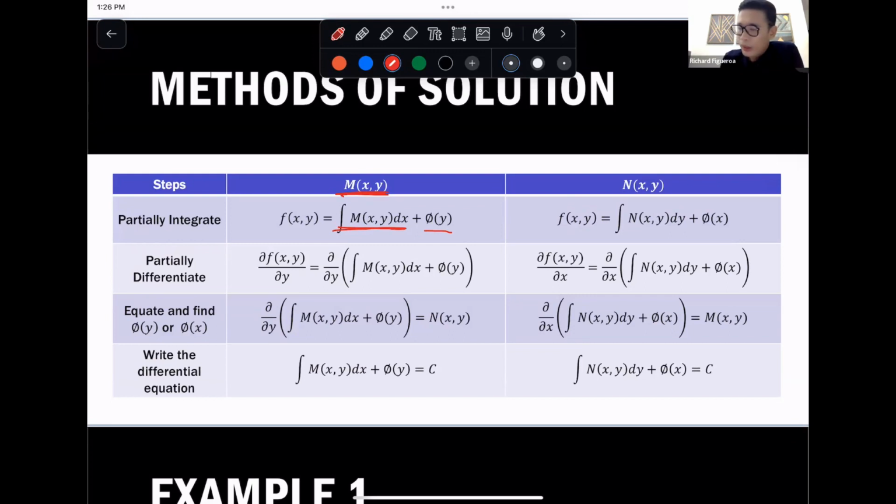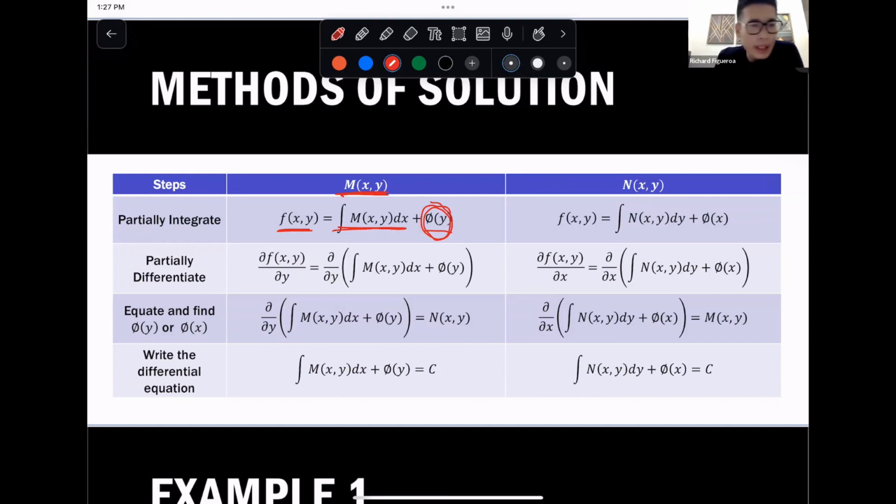Remember this f of xy is already the function corresponding to the differential equation. So ito lang ang kukunin natin. We're going to find the answer there, and then afterwards what we need to get is this phi of y after integration.